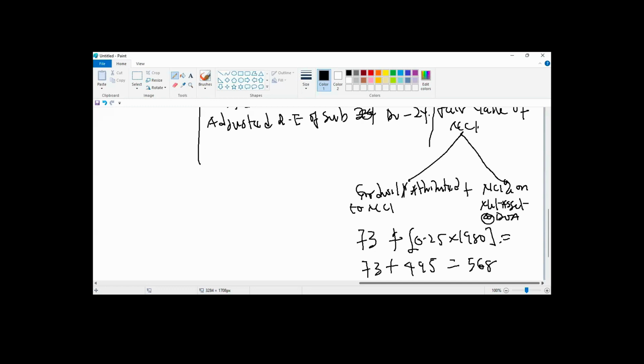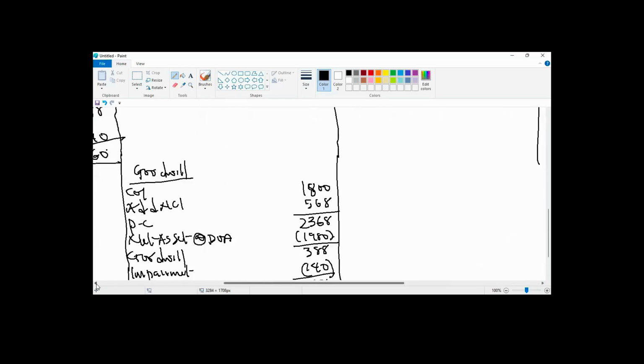It is the 568 that I will now add to the cost of investment to give me the purchase consideration. Then I will deduct the net assets at the date of acquisition, which is 358. Then impairments, I will remove, to give me the goodwill at DOC. That is that. Any other question?